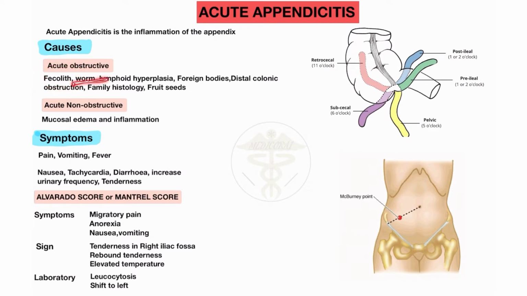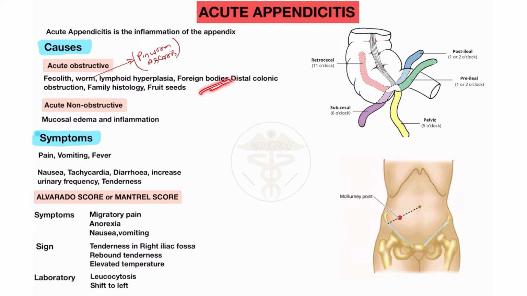Also worms. You all know many worms are present in our body, like pinworm and ascaris. These worms also cause appendicitis when present in high amount and cause obstruction in the appendix. Also lymphoid hyperplasia: when lymph node hyperplasia occurs, it causes obstruction of the appendix, which causes acute appendicitis.